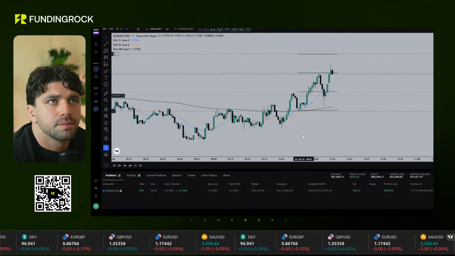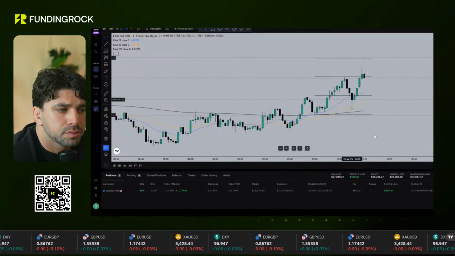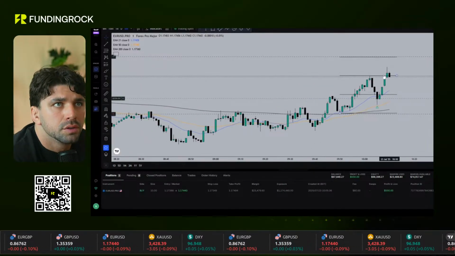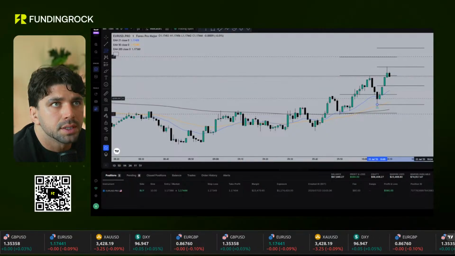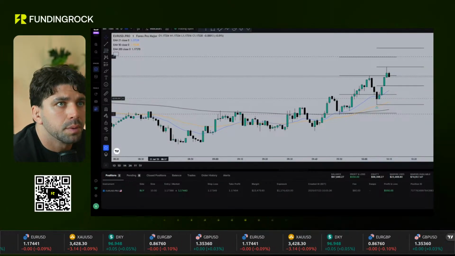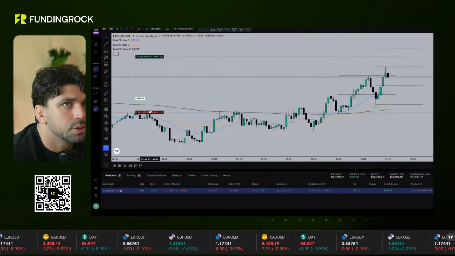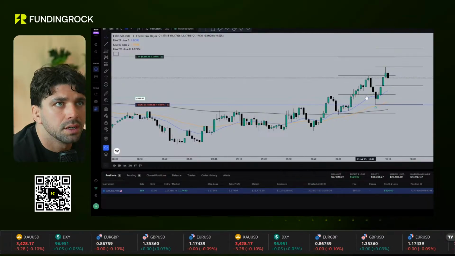Let's have a look. So we've broken those highs. So anything really in a retracement up into here, be happy with that. I could pull in my stop just a little bit, just so it's under here.